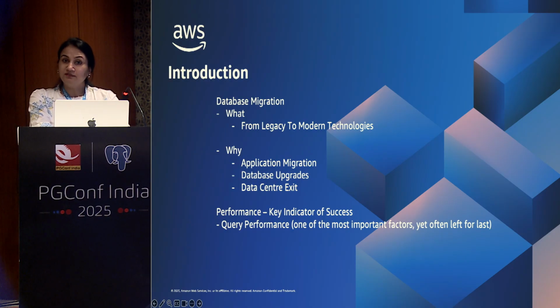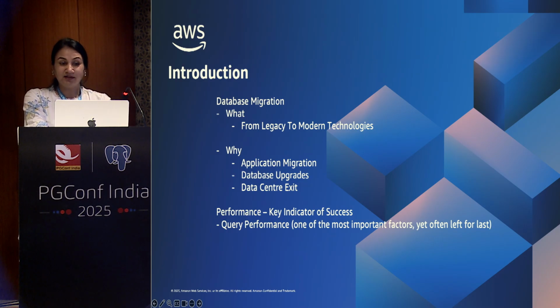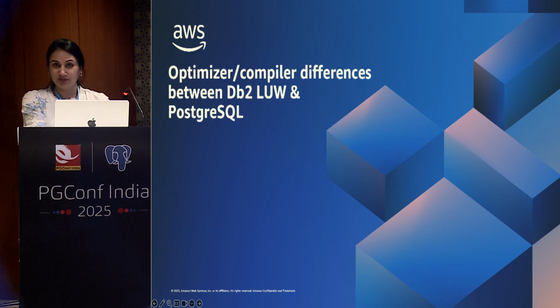To understand that, we also need to know, if you are migrating from system A to system B, how these systems work internally. Then we can go back to the root cause and, if there is a performance mismatch, resolve it. So to start with, I would request Rakesh to help us understand the differences between compilers of DB2 and PostgreSQL.